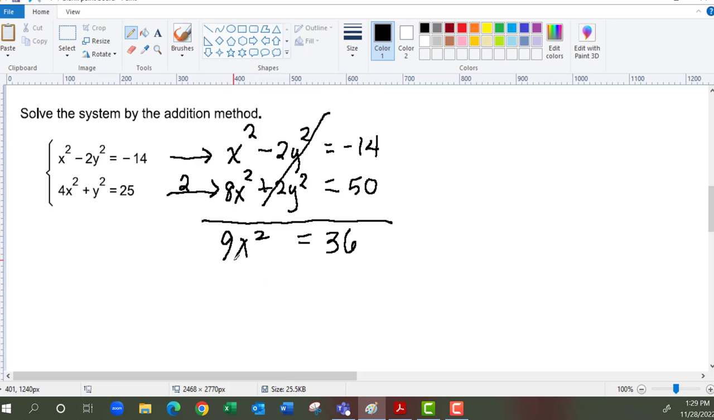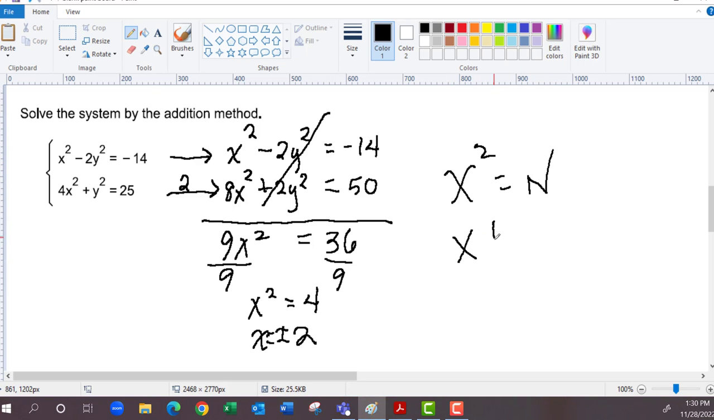Now you can subtract that and factor it. Remember, there are going to be two answers. Divide by 9. x squared equals 4. There are two answers because it's positive and -2. The square root property says if x squared is a number, then x is the positive and negative square root of that number. So x is plus and -2.